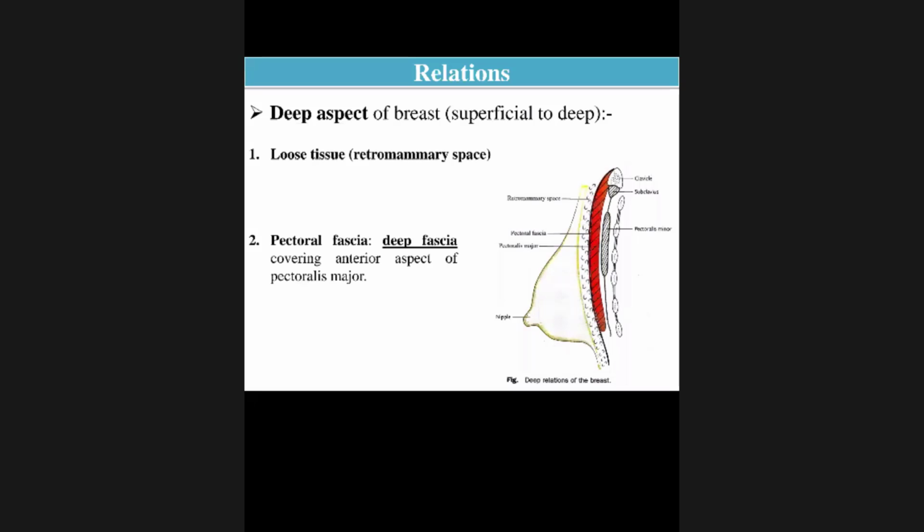Deep relation means the deep aspect of the breast. Superficial to deep, first there is loose tissue, that is the retromammary space, and then the pectoral fascia. Pectoral fascia means deep fascia. Deep fascia in the pectoral region is called the pectoral fascia, and that pectoral fascia covers the pectoralis major mainly. We can see that in this picture.